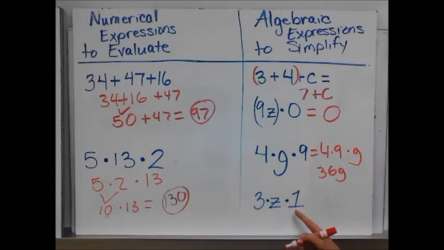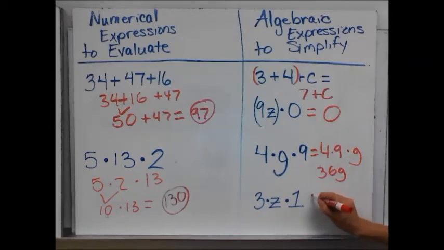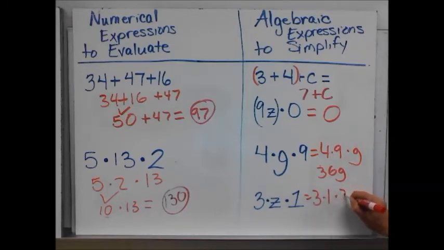And here I have 3 times z times 1. And I know that if I say 3 times 1 times z, 3 times 1 is identity property. That's just 3z.